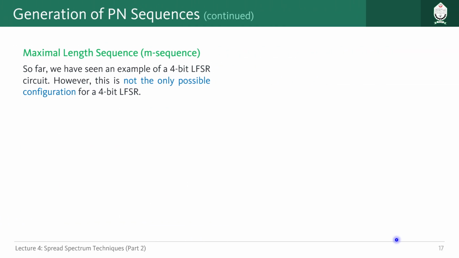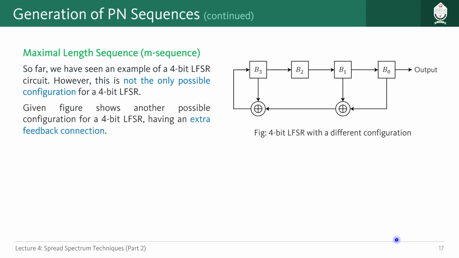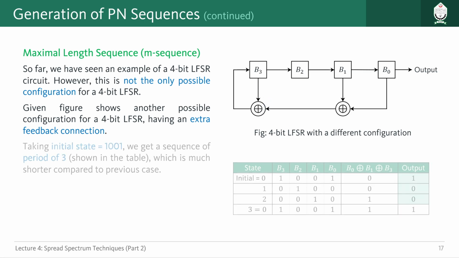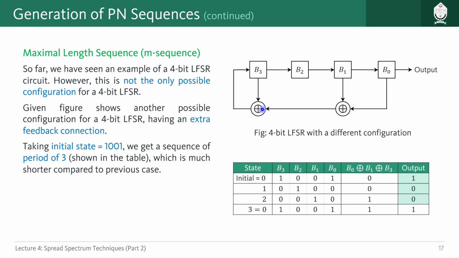Now let us talk about maximal length sequence, or M sequence. The interesting thing is, previously we had seen a 4-bit LFSR circuit, but this is not the only configuration possible for a 4-bit LFSR. For example, this is another possible configuration for a 4-bit LFSR, and we can see there is an extra XOR gate that will come as feedback to B3, right? And because of that extra feedback, we will have different results, as we are going to observe right now.